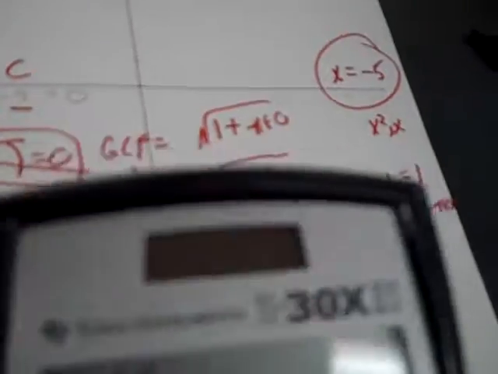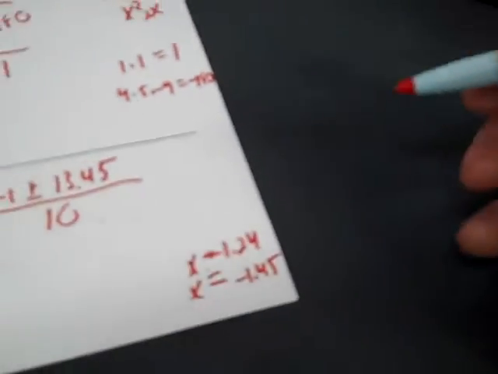Okay, so I take negative 1 plus 13.45, click equals, divide by 10, and that's 1.2425. You can put it however you want. And I take negative 1 minus 13.45 divided by 10, and that's going to be negative 1.44 or 45, however you want. Don't get so bogged down in the rounding that the rest of the process goes away.